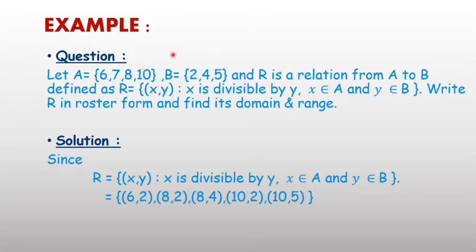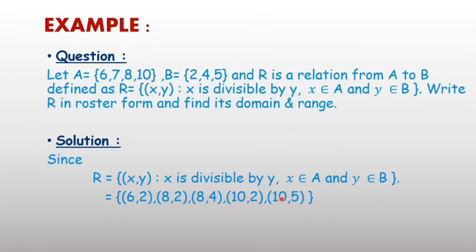Now next, 10. 10 is divisible by 2. Next ordered pair (10,2). 10 is divisible by 4 or not? It is not divisible by 4. Don't write it. 10 is divisible by 5. Which next ordered pair? (10,5). In this pattern, R equal to {(6,2), (8,2), (8,4), (10,2), (10,5)}. 1, 2, 3, 4, 5 elements are there.